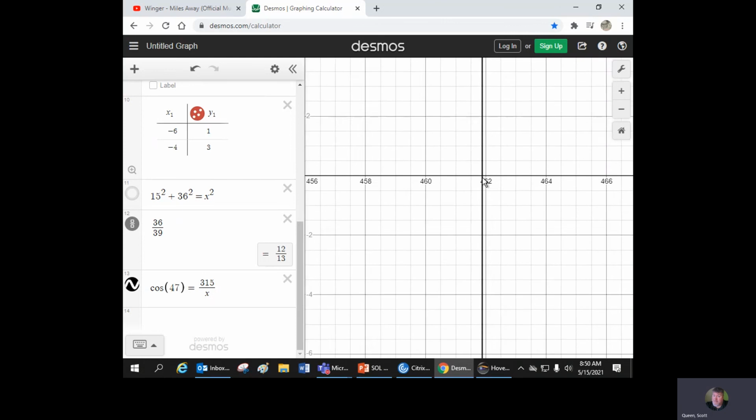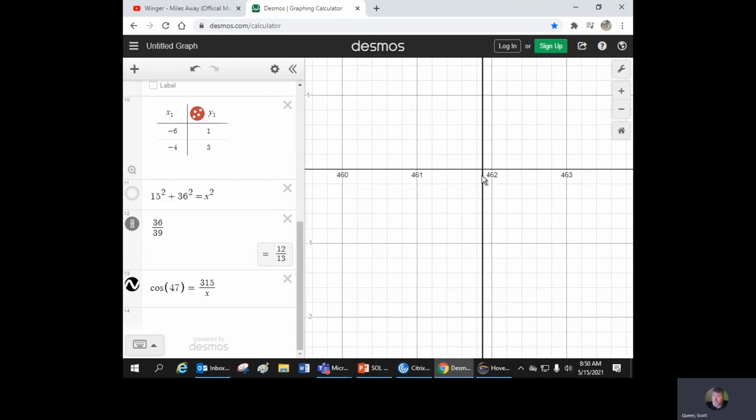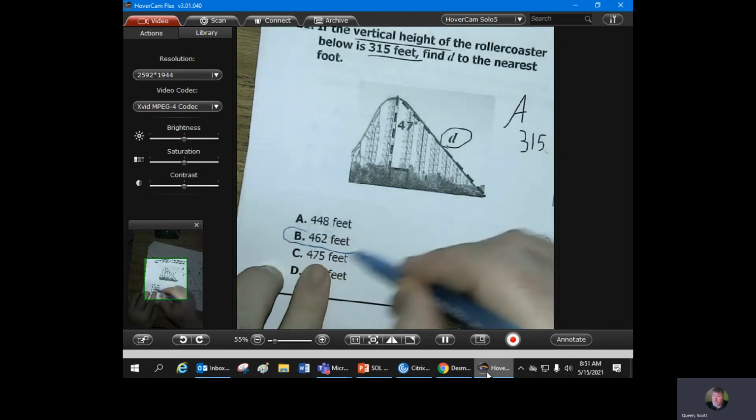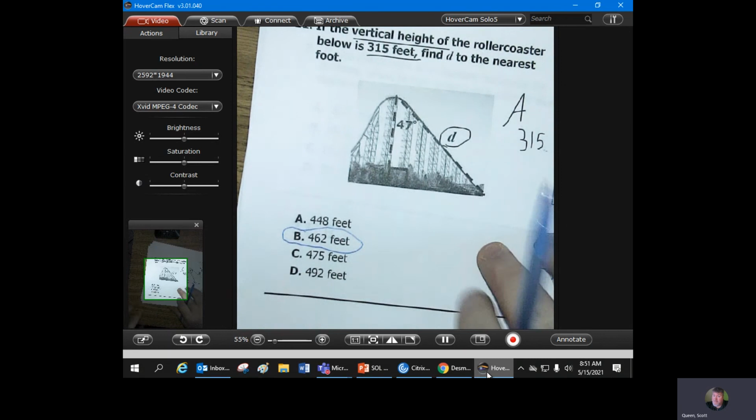All right, so it's awfully close to 462. It said to the nearest foot. Would you agree that's closest to 462? So that's 462. All right. And that is one of my answer choices. So let's go back to the hover cam. 462 is right there, so that's our answer, B. You understand how I did that? Excellent.